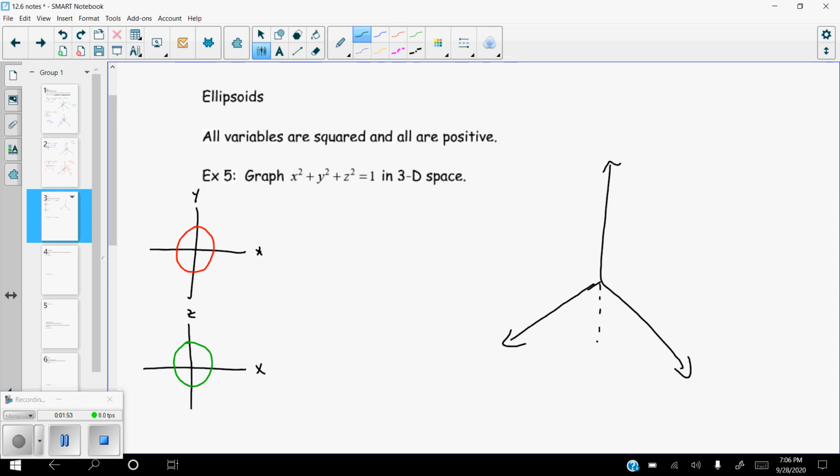As a matter of fact, let's go ahead and extend these axes. Each one of these things is going to have a trace of a circle. So the XY plane is a trace of a circle. Something like that. It looks more like an ellipse, but that's okay because a circle is just a special ellipse. The XZ plane, I did in green, so I'll try and keep this in green.